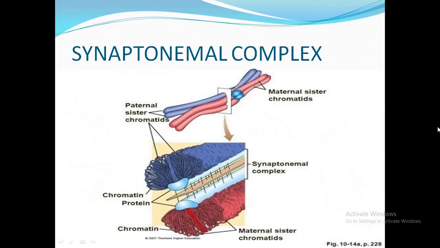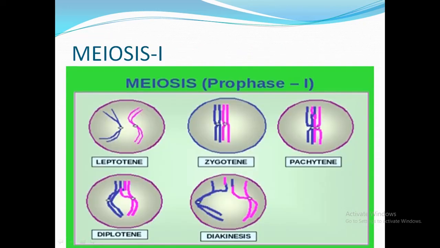Now, let's see how this happens. Meiosis is divided into two phases, meiosis 1 and meiosis 2. Again, meiosis 1 is divided into prophase, metaphase, anaphase, telophase. Now, let's see meiosis 1. The first phase of meiosis 1 is prophase 1. In prophase 1, these 5 important events occur: leptotene, zygotene, pachytene, diplotene, and diakinesis. These are the subphases of prophase 1.